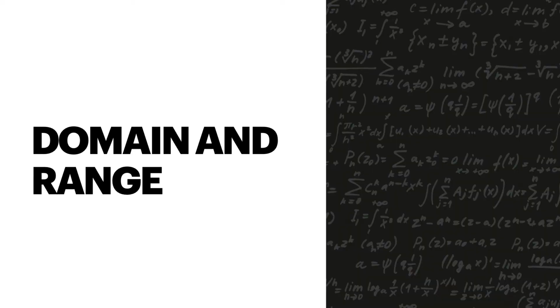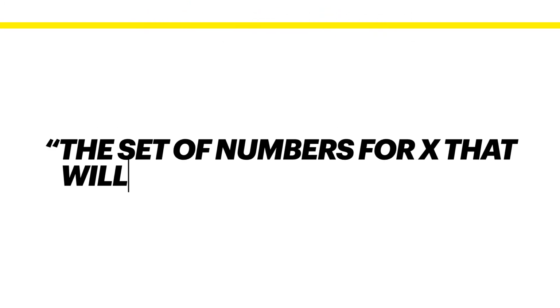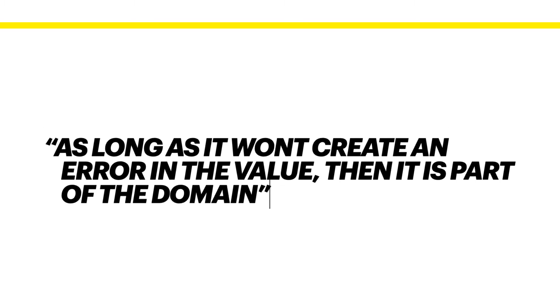One of the values that we need to understand about a function is that we need to define the domain and the range. If you understand the domain and the range, you're going to be able to predict what values will be acceptable for your graph or your function. So for the domain, the set of numbers for x that will satisfy the equation means that as long as it won't create an error in the value, then it is part of the domain.